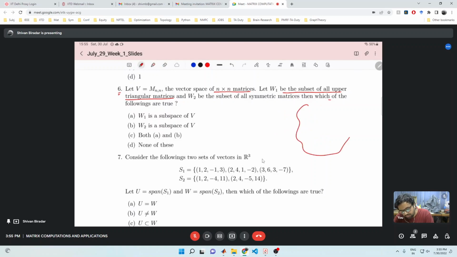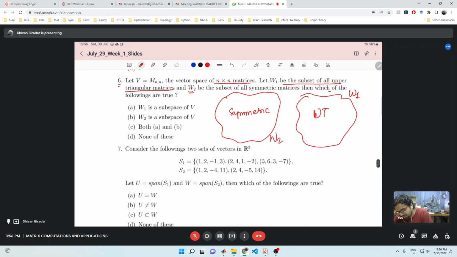W1 would basically be the space or the subset of all the upper triangular matrices. So this space or subset will contain only upper triangular matrices. And they have said to consider another subset or space, W2, where you have only symmetric matrices. So which of the following is true? W1 is a subspace of V.